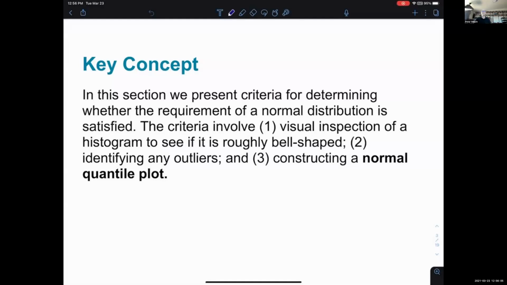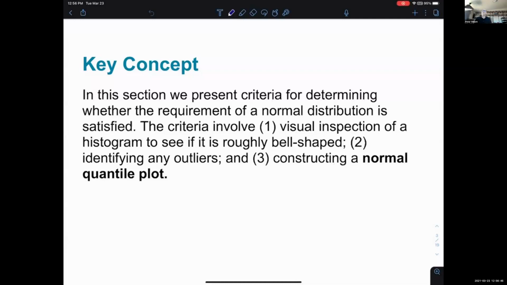Key concept: in this section, we present criteria for determining whether the requirement of a normal distribution is satisfied. It might be a requirement because in the previous section, 6.4, with the central limit theorem, one of the requirements that can be met to use it is that the population you're drawing your data from is normally distributed. That's why it's a requirement you might want to check, and in this section we're going to look at how to do that.